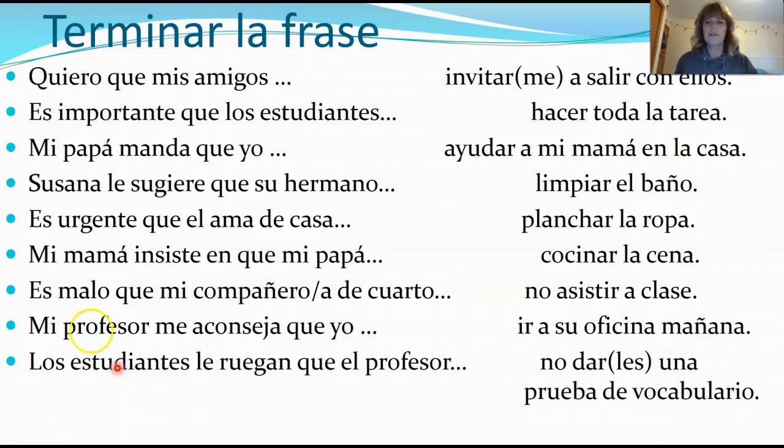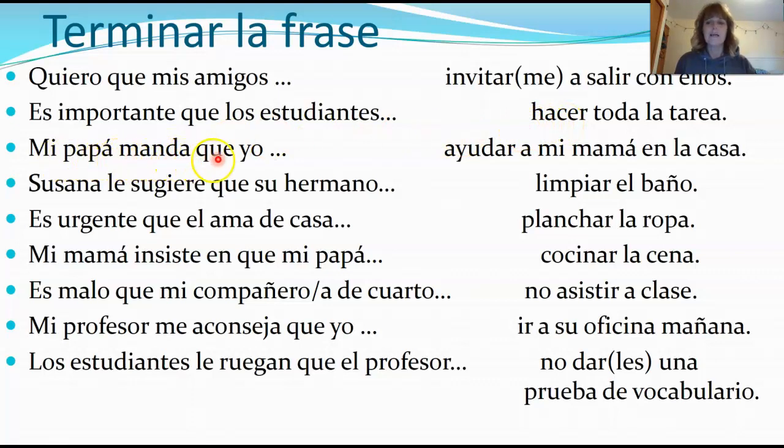All right, let's start with the first one. Go straight across. So, quiero que mis amigos me inviten a salir con ellos. I want my friends to invite me to go out with them. Yo quiero que mis amigos, notice what happens to that me, go in front, me inviten a salir con ellos. La segunda, es importante que los estudiantes hagan toda la tarea. The yo form that we base this on is hago. So there we go. Hagan toda la tarea.